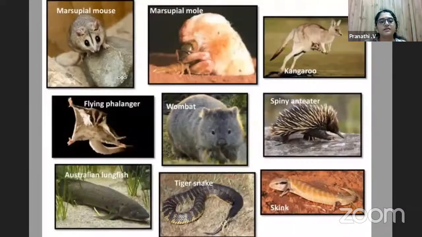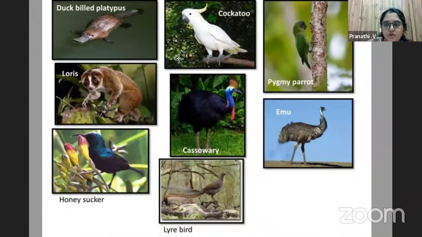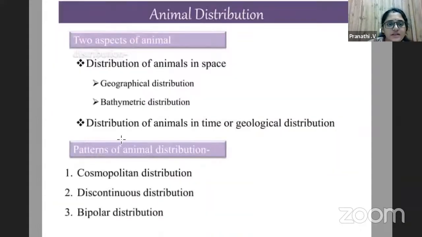These are the different kinds of marsupials: wombats, spiny anteaters, moles, kangaroos, wallabies. All of these belong to the Australian realm, in fact. And you also have different kinds of birds such as the cassowary and emu, which are both flightless birds. You have the cockatoo, the duck-billed platypus, which is a mammal, and the honeysuckers. So this is how it is.